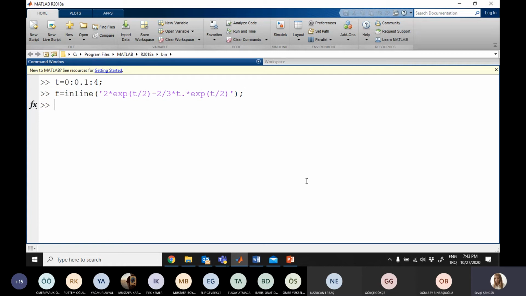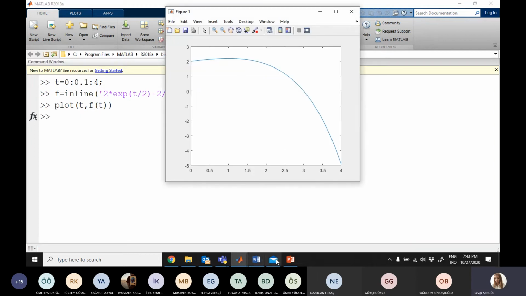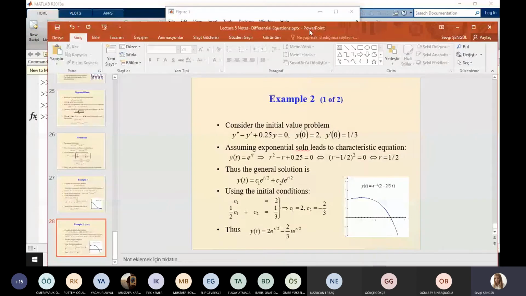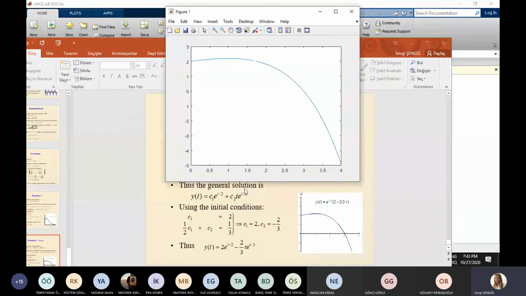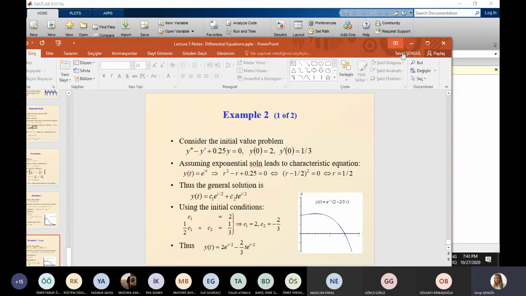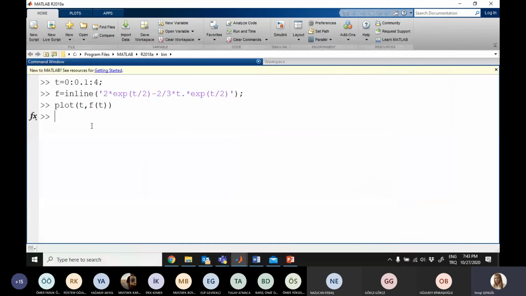And if you say plot t versus f of t, it will give you this plot. And as you can see, this is the same plot as that one. And it is passing through 2. And this is going to be the plot for yourself. You can play with that plot easily.